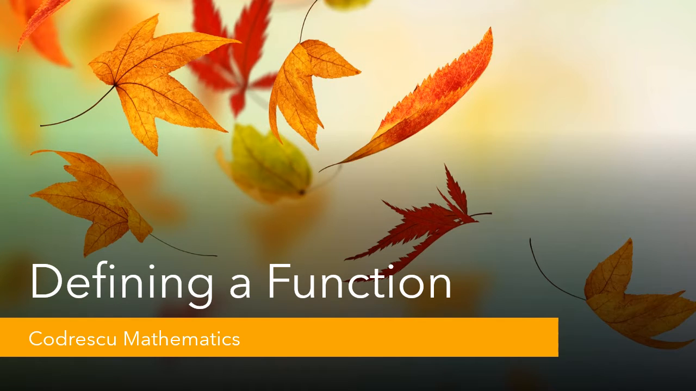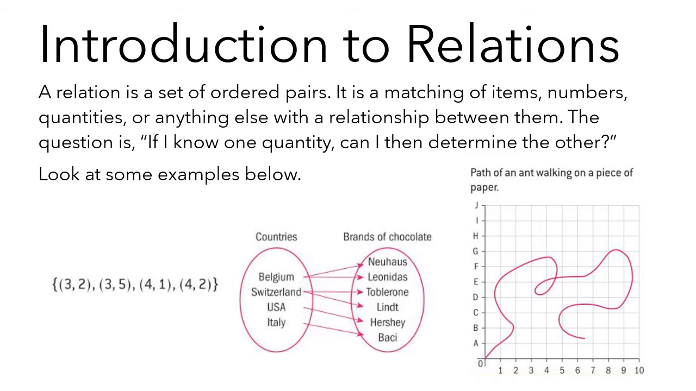Welcome to this video. We're going to be talking about the definition of a function. Before we talk about functions, we need to talk about something called relations. A relation is a set of ordered pairs. It's just a matching of items, numbers, quantities, or really anything else that has a relationship between those two things. And the question you're always asking is, if I know one quantity, can I then determine the other?